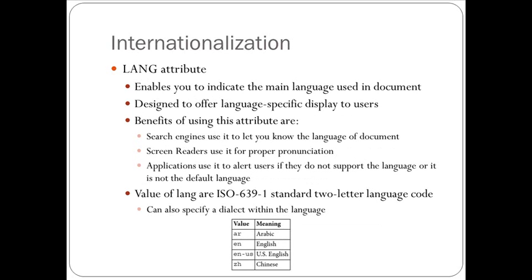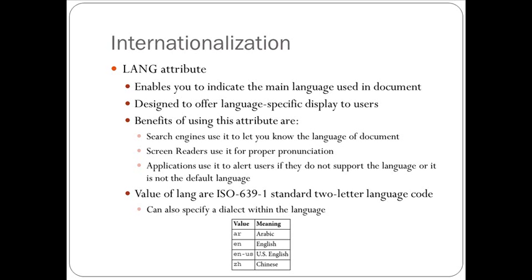And then we have the language attribute. This enables you to indicate the main language that's used in the document. It's designed to offer language-specific display to users. The benefits of using this attribute are actually, one, that the search engines use it to let you know the language of the document. Screen readers use it so that they know how to properly pronounce words. And applications use it to alert users if they do not support the language or it is not the default language.